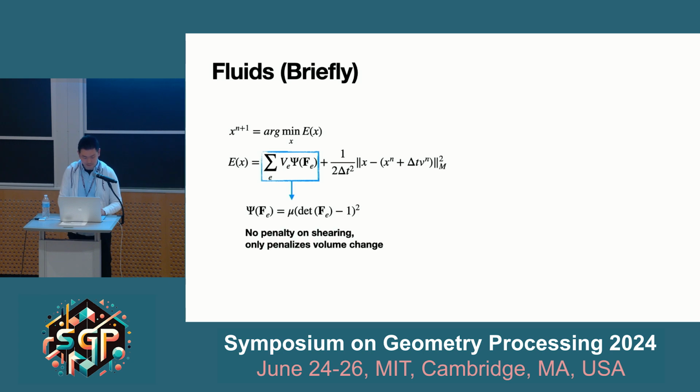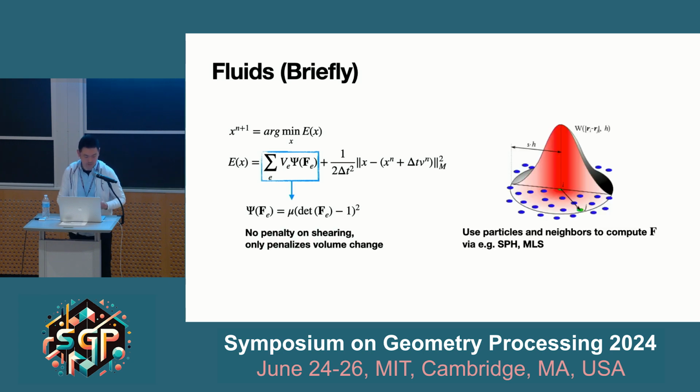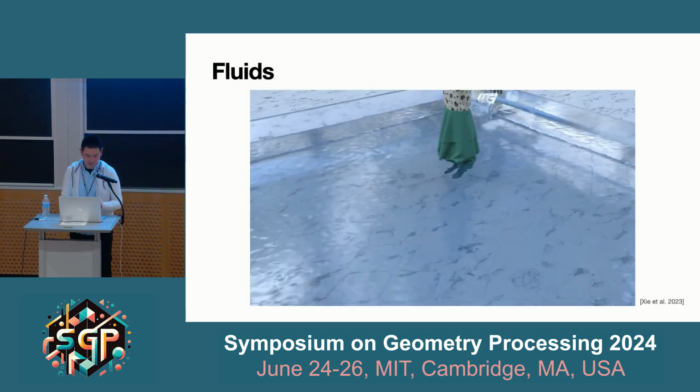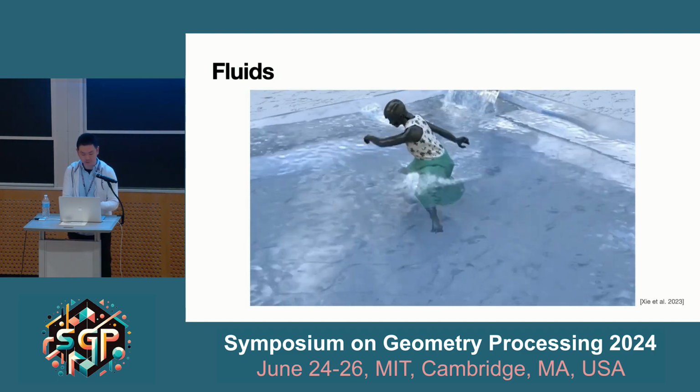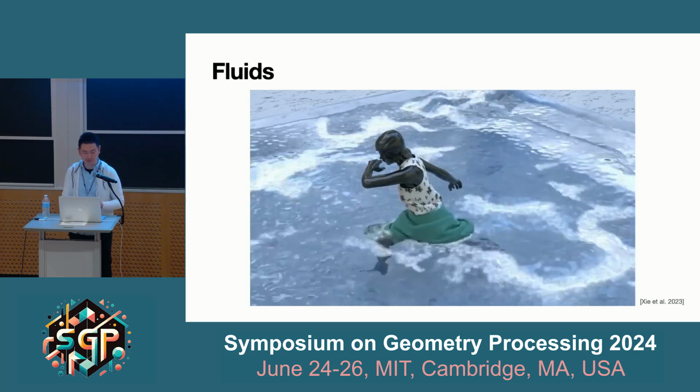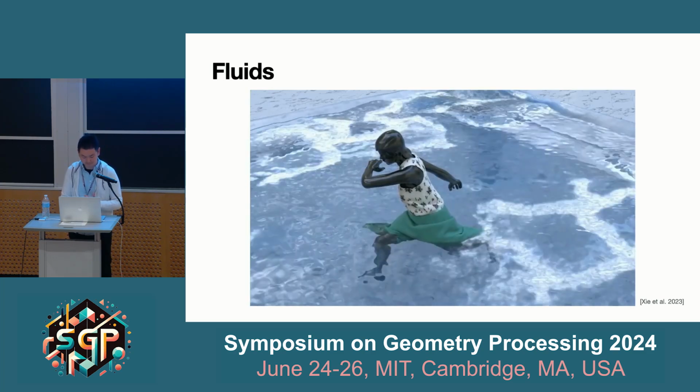And here, we may not use meshes because there would be complex remeshing operations. So instead, we could consider using purely particles and use meshless methods like SPH or MLS to estimate the local deformation gradient at each particle, so that we can calculate their forces and then simulate fluids. And here, this cloth fluid interaction demo is simulated with the previous formula.